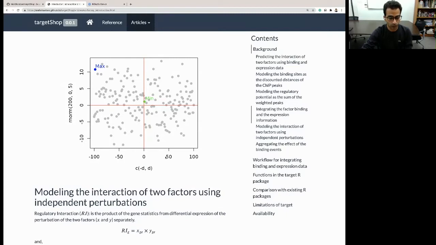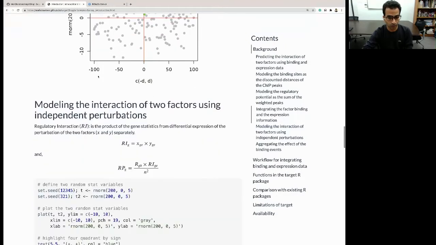We have the gene scores from the discounted distances on the x-axis, and we have the t-statistics, or the fold change from the differential expression, on the y-axis. And then we see here that the targets that have a very low score and very low differential expression value would be less important, and the ones that have higher scores and higher differential expression value would be more important.